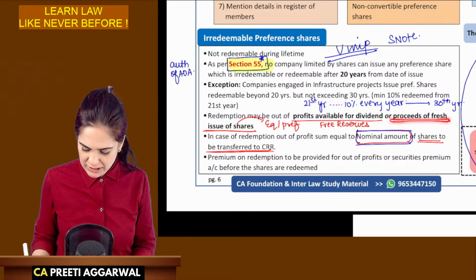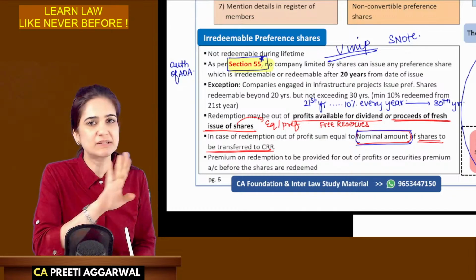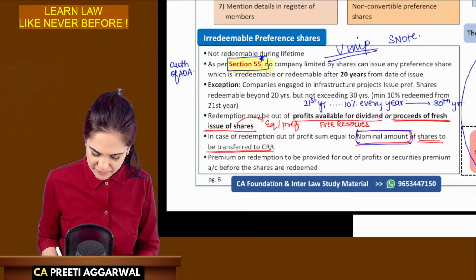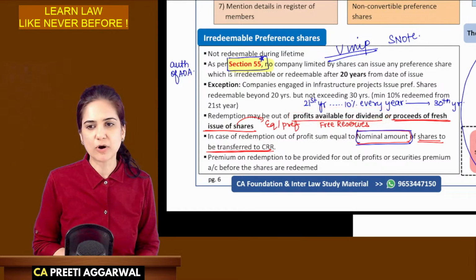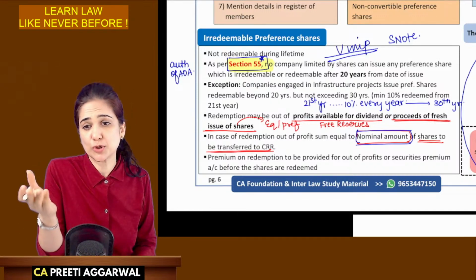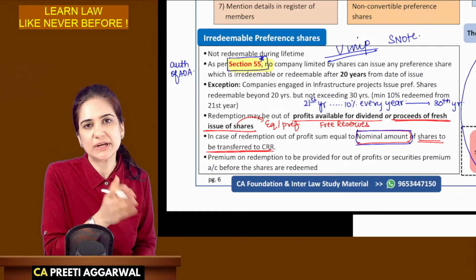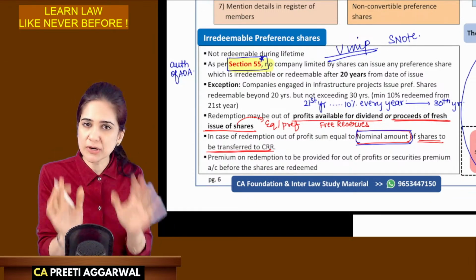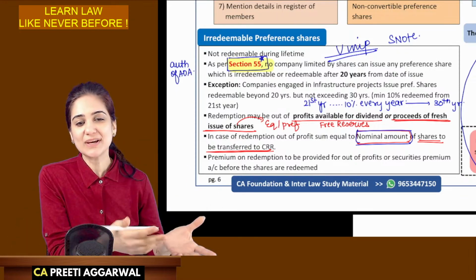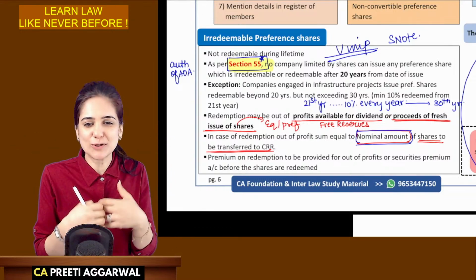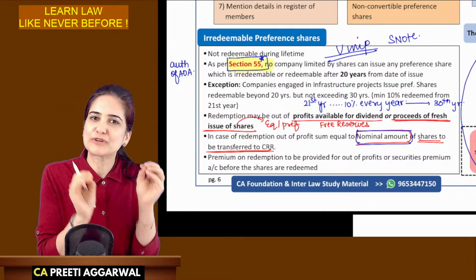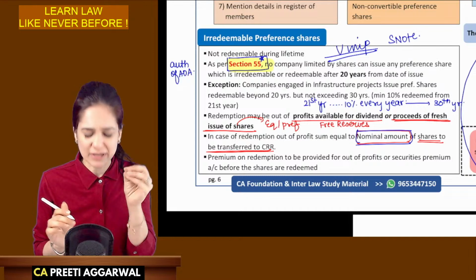What if the redemption is out of the proceeds of the fresh issue of shares? Then CRR is not required. CRR is required only when you are redeeming the preference shares out of the profits available for dividend. So this profit was actually available for the creditors, for the shareholders. You're using that profit for redemption. Then you need to create CRR. CRR is basically for giving assurance to the creditor that yes, we are redeeming the preference shares. The capital is going out of the company. Don't worry, we have created CRR. That money will be used only for the creditor. So it is just an assurance given to the creditors.